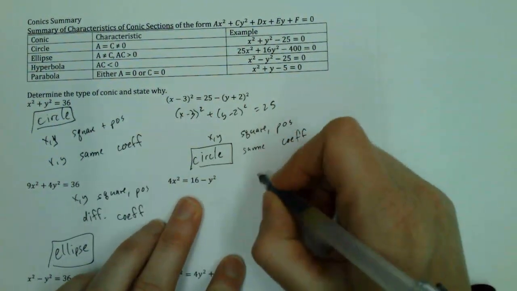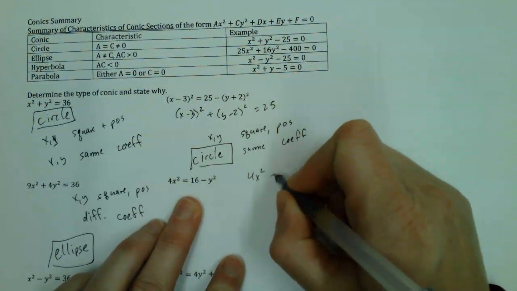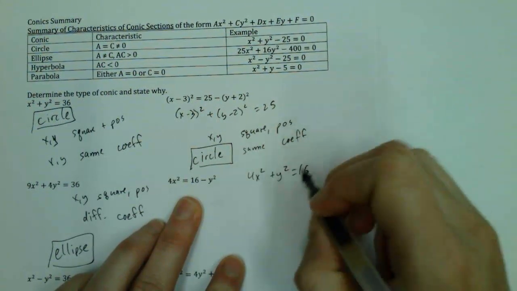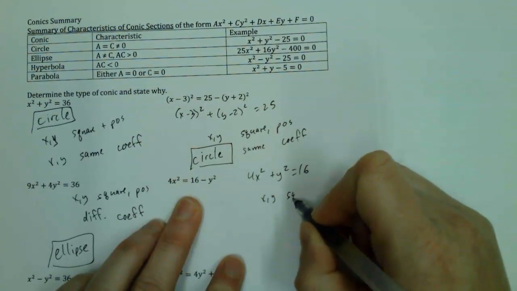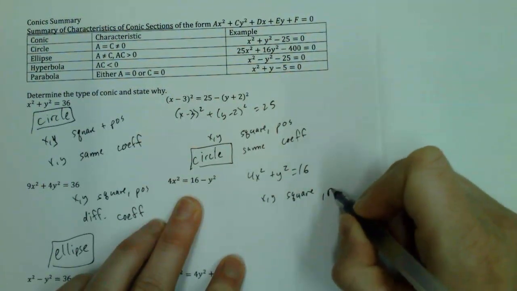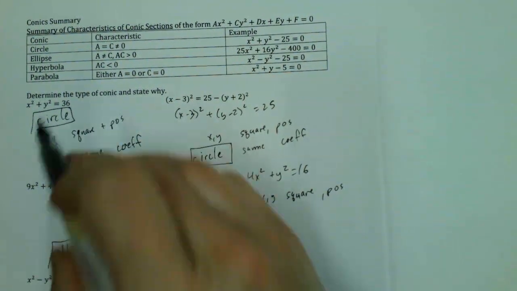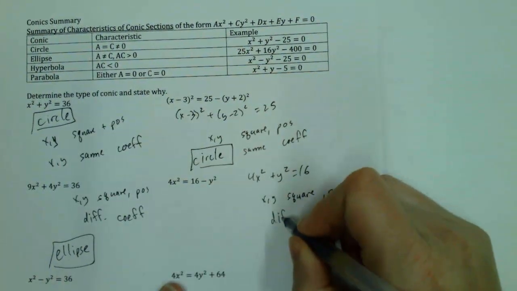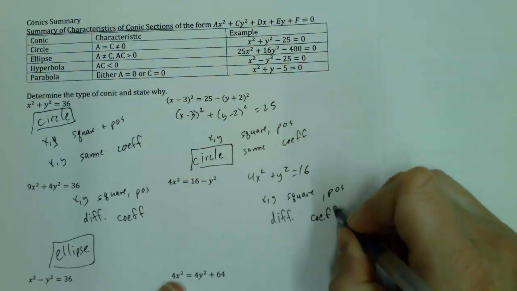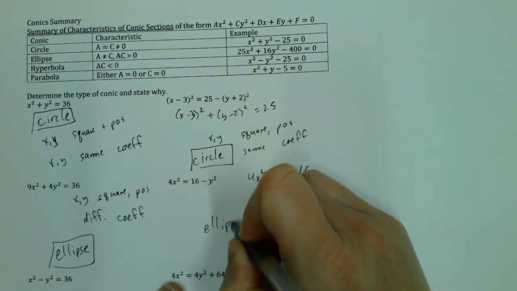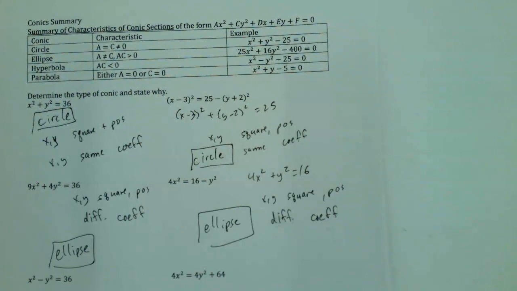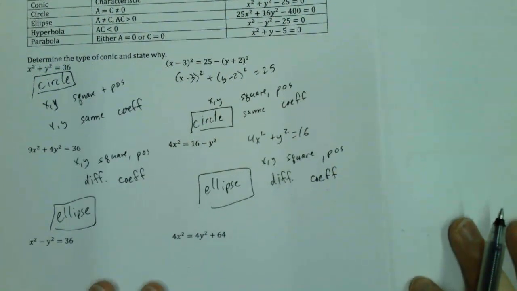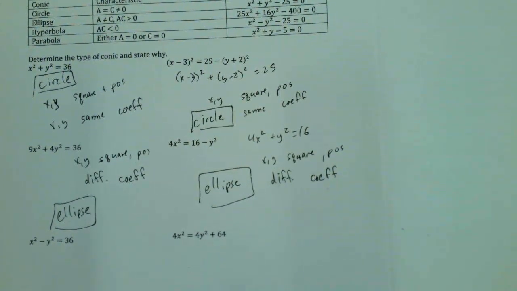All right, once again, let's get that x squared and y squared on the same side. And once again, we can see that both x and y are squared. They're both positive. So again, this is either a circle or an ellipse. And once again, we can see that they do have different coefficients. So this is also an ellipse. Again, I've got two examples of both circles and ellipses because those are usually the hardest to tell apart from each other. The other two are hopefully a little bit more obvious.